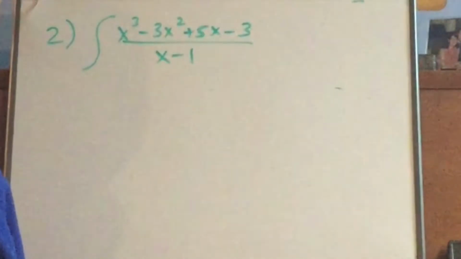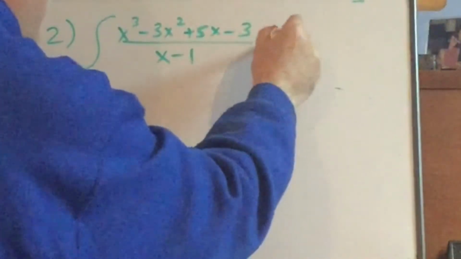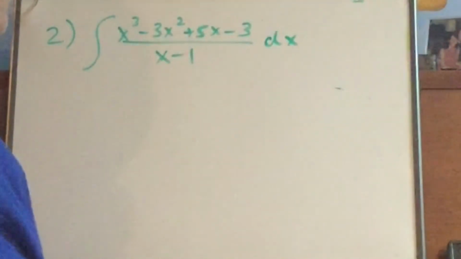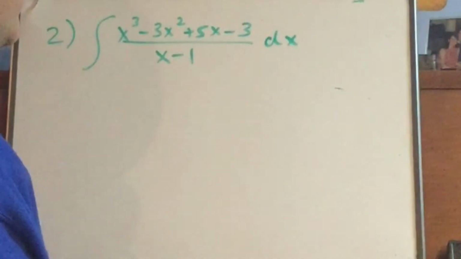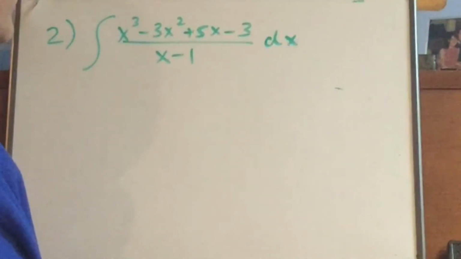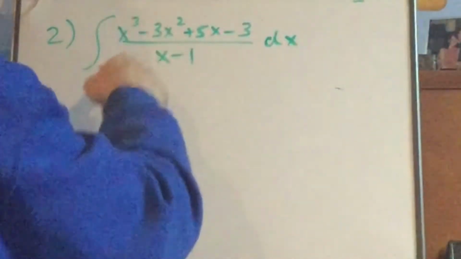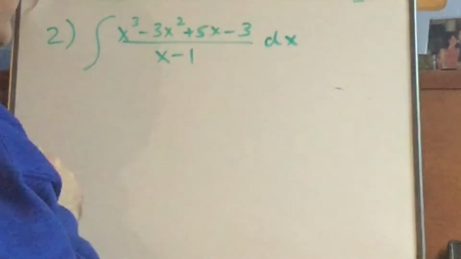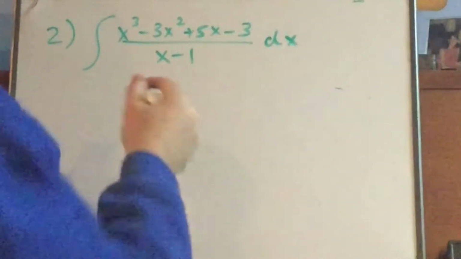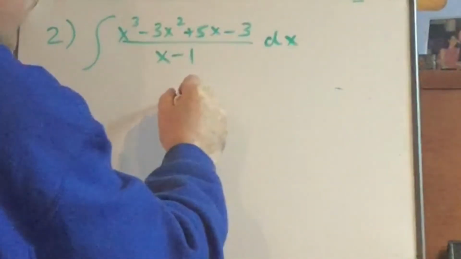The second example is the integral of (x cubed minus 3x squared plus 5x minus 3) divided by (x minus 1) dx. Again, this is going to be a candidate for integration by long division because the degree of the numerator in this case is higher, it's 3, compared to the degree of the denominator, which is 1. So once again, I'm going to do long division.